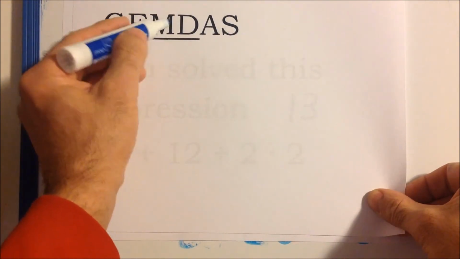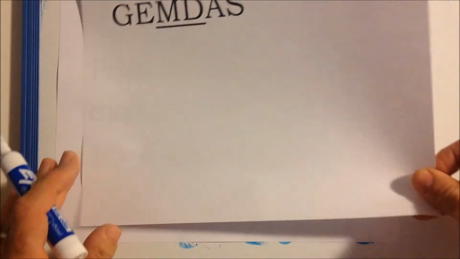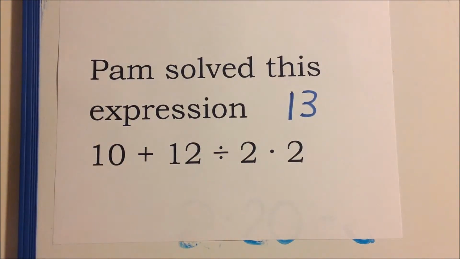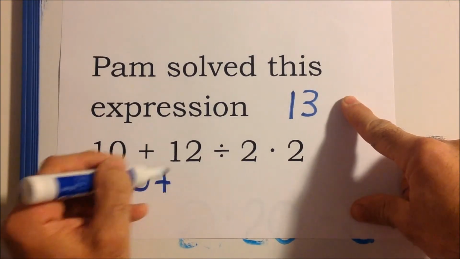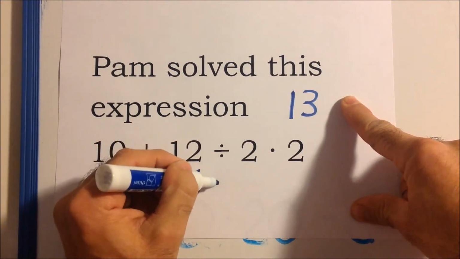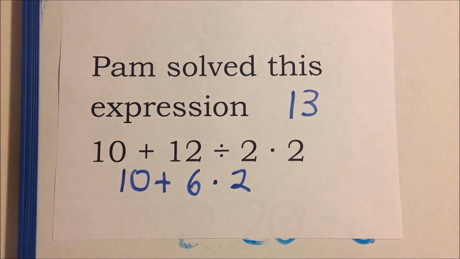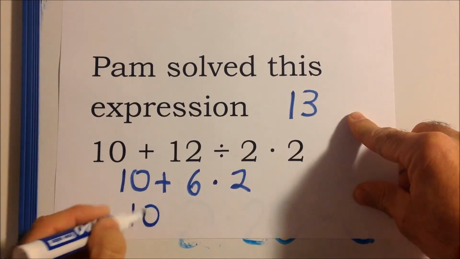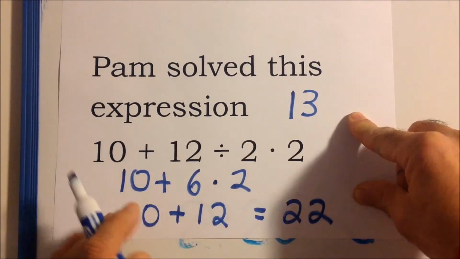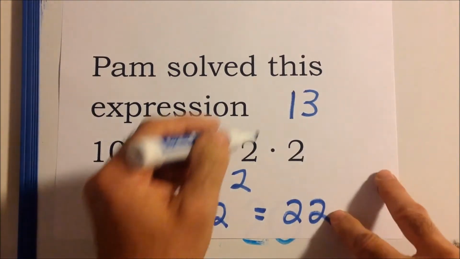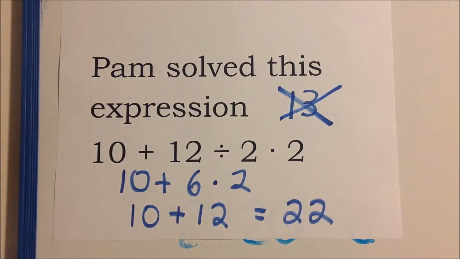But remember, multiplication and division are connected. You want to do whatever comes first. In this case, division comes first. So we have to do division first. So we're going to have 10 plus 12 divided by 2 is 6 times 2. Next step is to do multiplication. 10 plus 12. And the answer is 22. But Pam got 13, so Pam did it wrong. But what did she do wrong? See if you can find out what Pam did wrong.